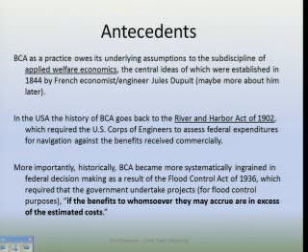That'll be the economics lecture. In the United States, the history of benefit cost analysis goes back to the River and Harbor Act of 1902, which required the United States Corps of Engineers to assess federal government expenditures for navigation against the benefits received commercially. So it was used originally to justify navigation investments.